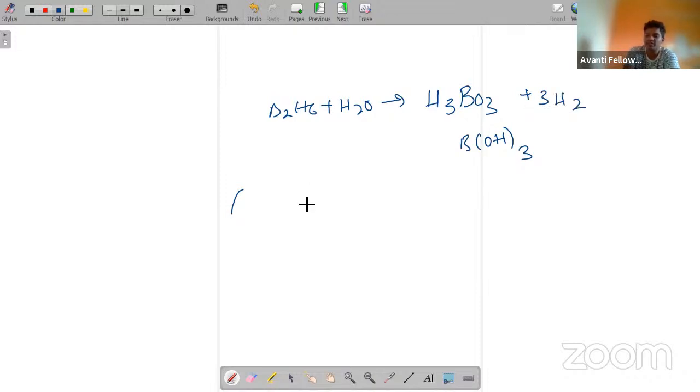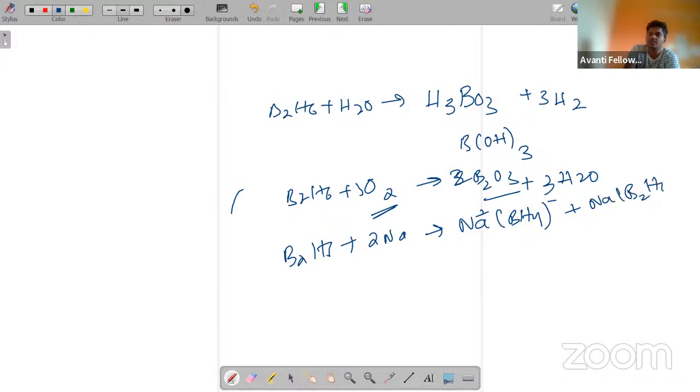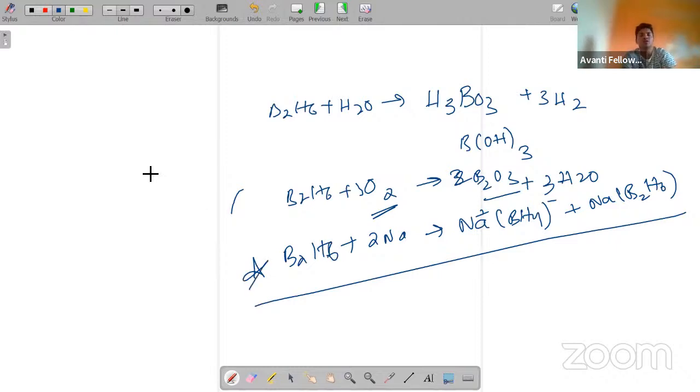Next, if you are treating B2H6 with 3 moles of oxygen, you are going to get B2O3 plus 3 moles of H2O. Next, B2H6 plus 2Na will give rise to NaBH4, that is Na+ BH4-. Very, very most important reaction, guys. B2H6 is called diborane. Read about the structure of diborane.